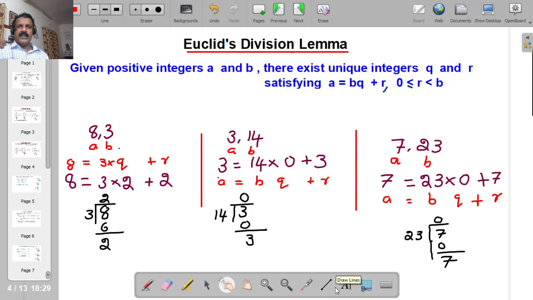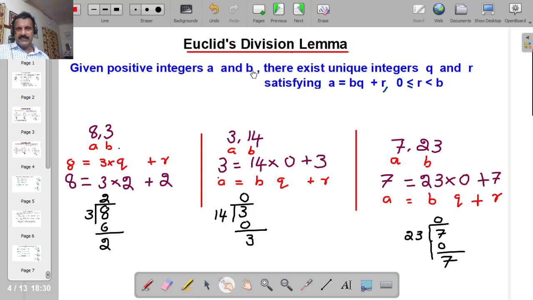Euclid's division lemma states that given positive integers a and b, there exist unique integers q and r satisfying the equality a is equal to b times q plus r, with the restriction that r can vary from 0 to b minus 1 only.